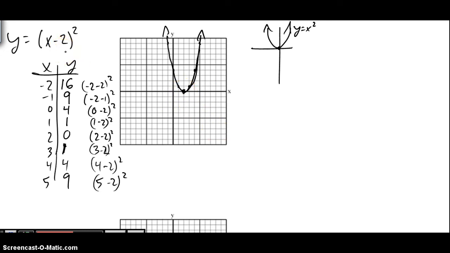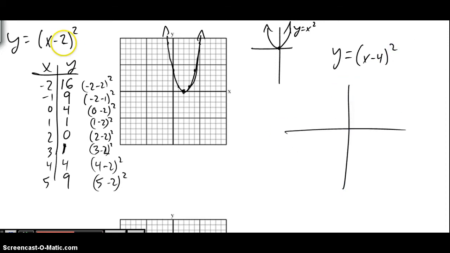Okay. Can you guess what y equals x minus 4 quantity squared would do? Let's draw a new one here. This is a minus 2, and it starts at 2, 0. This should be a minus 4. Where do you think it would start here? It would start here at 4. And it would look just like the original y equals x squared, but this is moved 4 to the right.